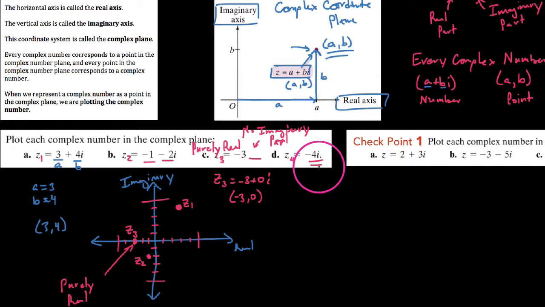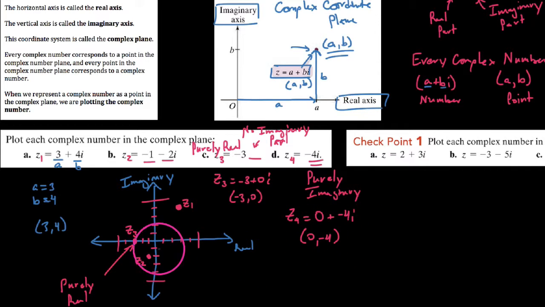Likewise, down over here, this is a purely imaginary number. The reason why is we could write this in standard form as Z4 equals 0, our real part, plus -4i. So our ordered pair that would correspond to this (a, b) would just be 0 and then down 4 here. We'd say that this is the point Z4 here, and we could say that this is a purely imaginary number.